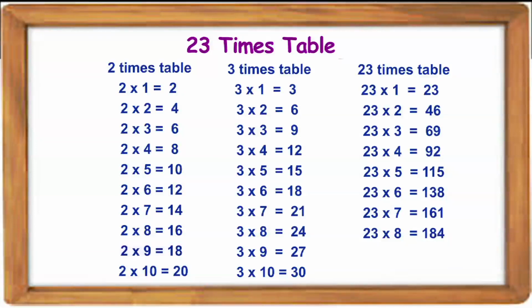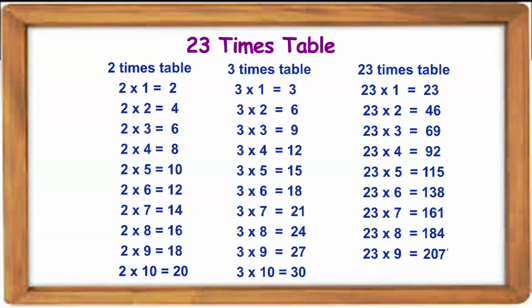Similarly, 2 nines are 18, 3 nines are 27. Now we write 23 times 9 is in units place we write 27 and in tens place we write 18. There the units digit is 7 and we carry over 2 to 18. It becomes 20. So 23 times 9 is 207.